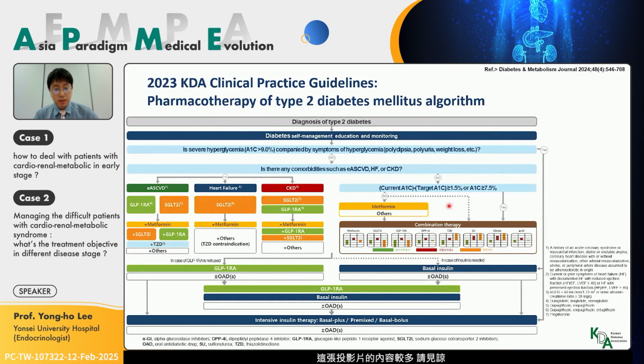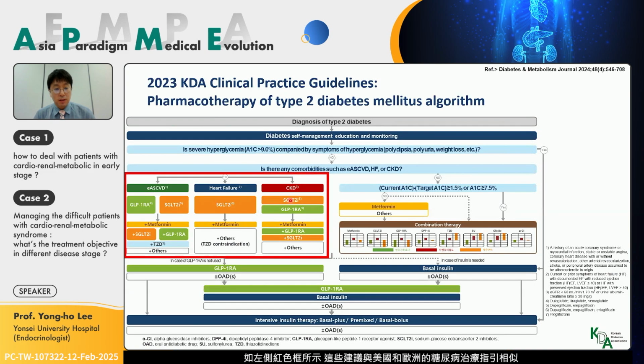This slide is a kind of busy slide, sorry for that. This is the 2023 Korean Diabetes Association clinical practice guidelines for pharmacotherapy regimens. You can see the left red box shown here. These are very similar to US or European diabetes guidelines. Depending on comorbidities such as ASCVD, heart failure, or CKD, we highly recommend SGLT2 inhibitors, which have benefits for heart failure and CKD. These are the initial options.